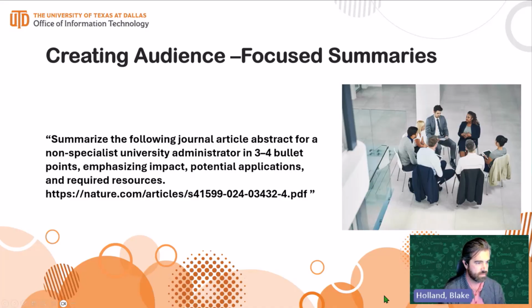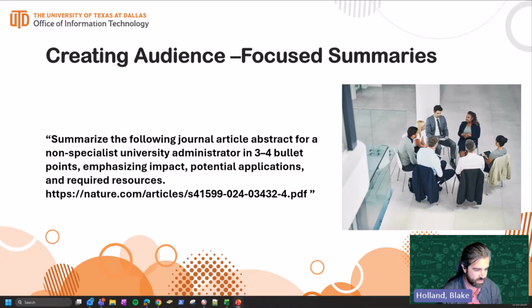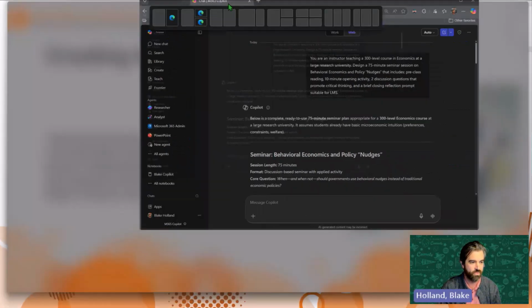And this is the prompt that we came up with. Summarize the following journal article abstracts for a non-specialist university administrator in 3 to 4 bullet points, emphasizing impact, potential applications, and required resources. I gave a quick little PDF right here. I'm just going to show you guys what to do with this. You could do this in a couple of different ways.